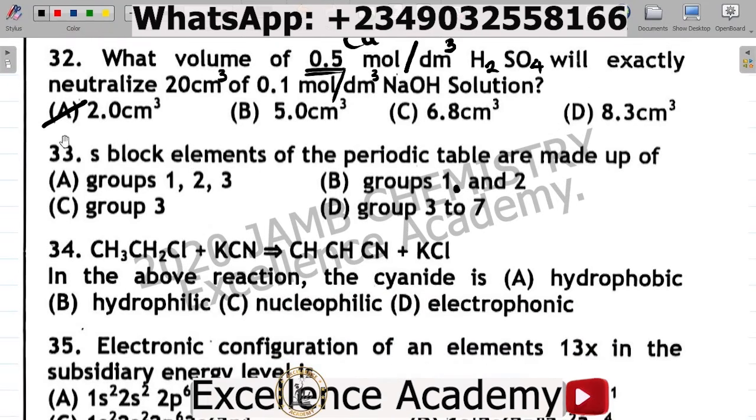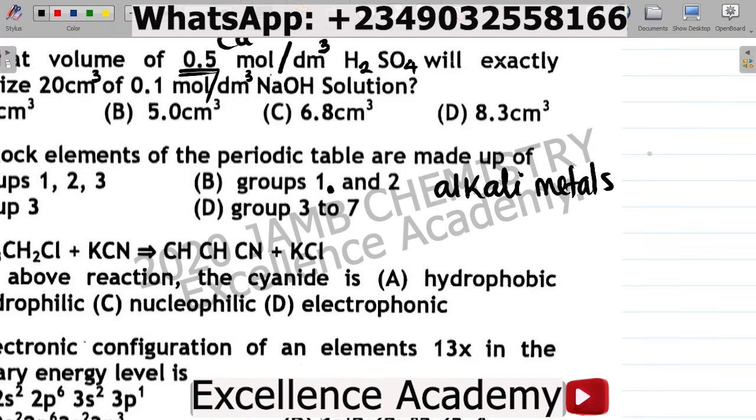All right, question number 33. It says S block elements of the periodic table are made up of A, group 1, 2, 3, B, group 1 and 2, C, group 3, D, group 3 to 7. Now you want to note that when we say the S block elements, the S block elements are the alkaline metals and the alkaline earth metals. The alkali metals are simply those elements in group 1. Let me write this group G1, that's group 1.